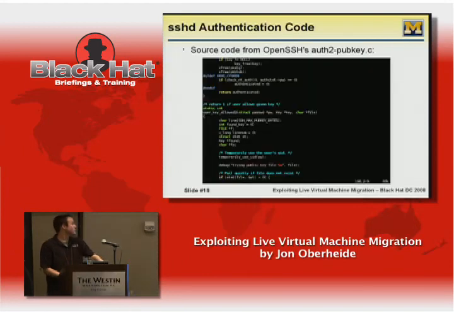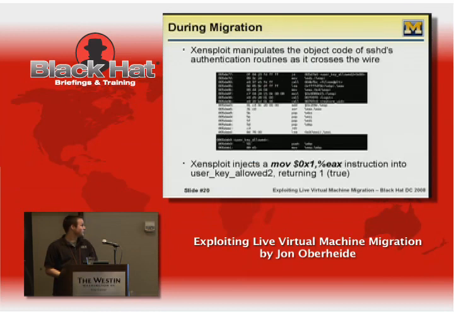Here we have a little screenshot of the authentication code used by OpenSSH. Specifically, the user key allowed function right here will return a 1 if the user is allowed to log in with a given key. So it's a good target for Xensploit to manipulate by simply changing the in-memory object code of SSHD as it crosses over the wire. Xensploit can identify the SSHD process, isolate the routines of the authentication, and manipulate them so that the user key allowed function always returns true.